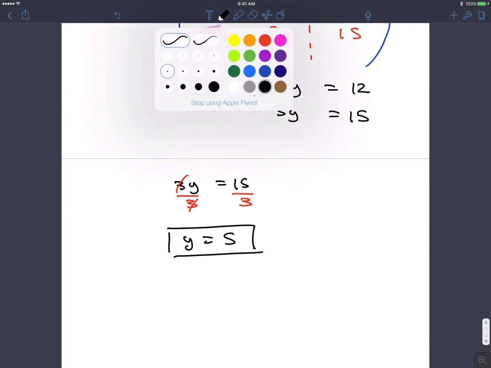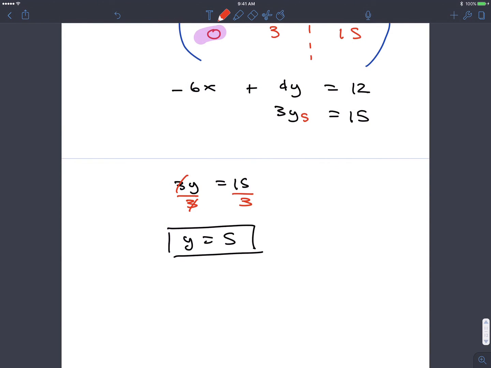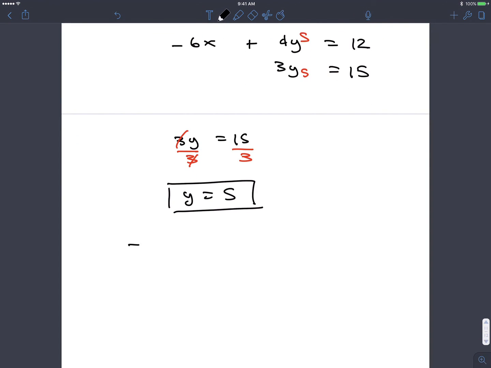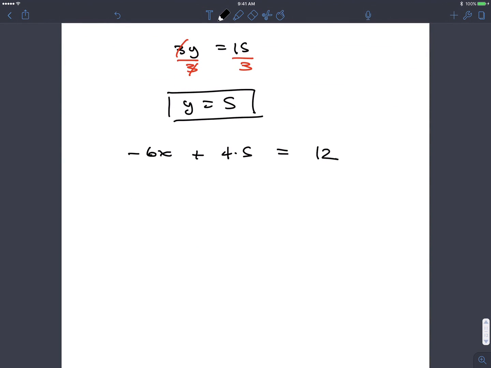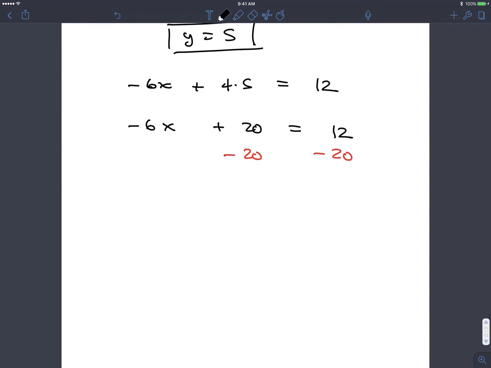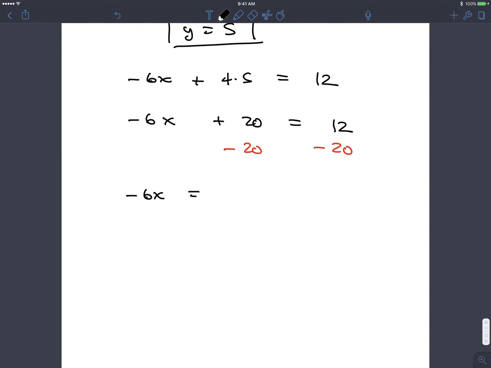So I can replace this 5 now for y in any equation that I have. The first equation becomes negative 6x plus 4 times 5 will equal 12. Negative 6x plus 20 equals 12. So I'm going to subtract my 20 from both sides. So what we get, negative 6x will be 12 plus negative 20. Looks like it's negative 8.